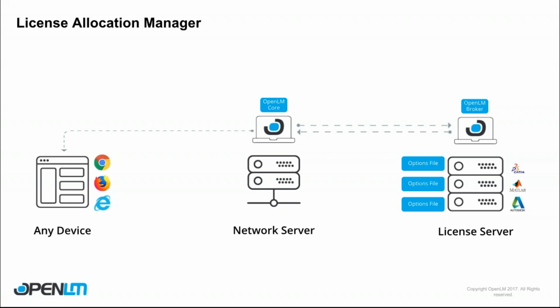Now how does it work? The OpenLM broker reads the options files from the license manager and then sends the information to the OpenLM core. The OpenLM core may edit the options file using the OpenLM broker itself. So let's see what we need to do.